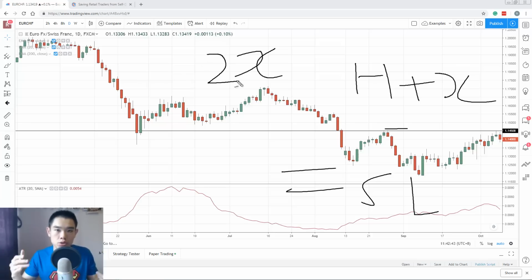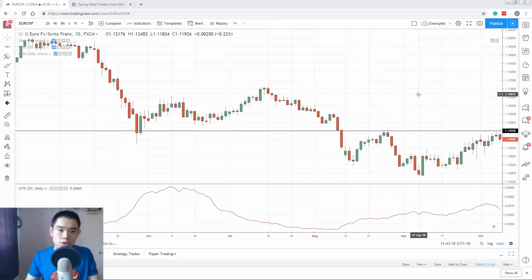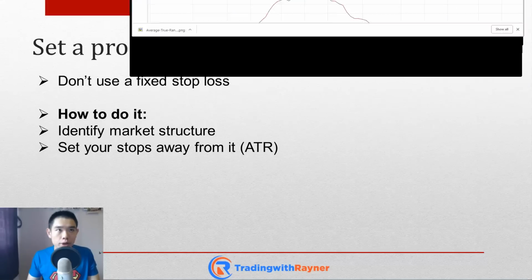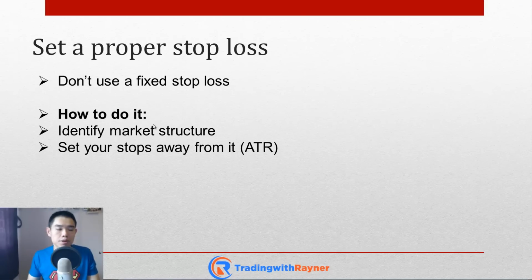This example is using 1 ATR, but if you want to be more conservative, you can use 2x, so basically 2 times the ATR. So your stop loss will be wider, but at the same time, you can swallow a deeper spike. The downside is that your position size will be smaller, so this means that your risk to reward ratio might not be as favorable. So this is something to bear in mind. Okay, so that's how you set a proper stop loss.